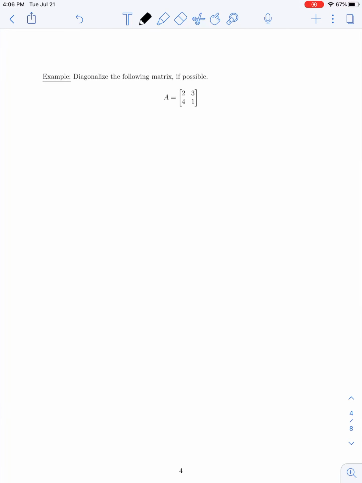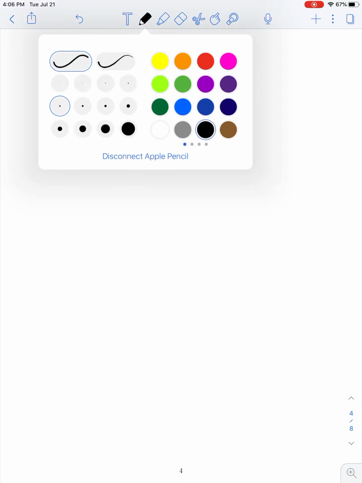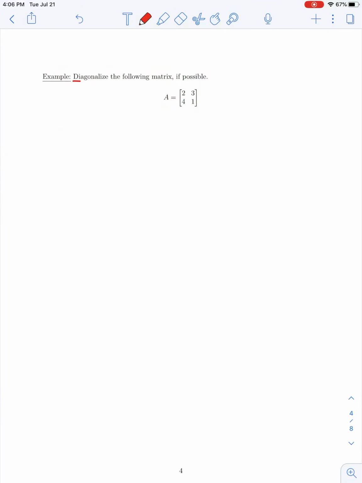Now the more practical application of the diagonalization theorem is in finding a diagonalization of a given matrix. So let's pose the following question. For the following 2 by 2 matrix A, let's diagonalize it if it is possible.